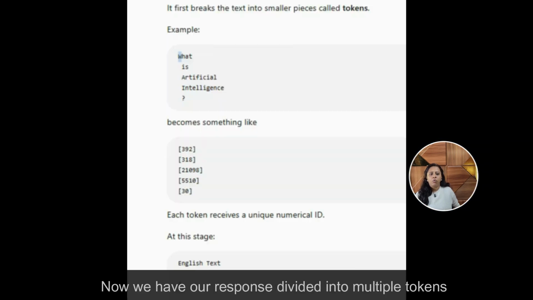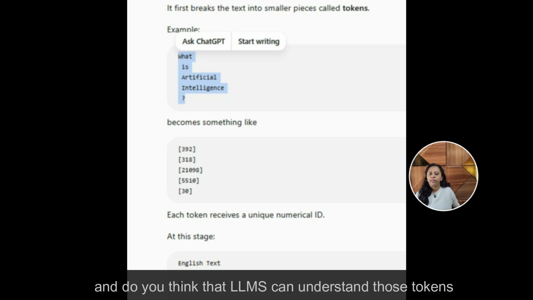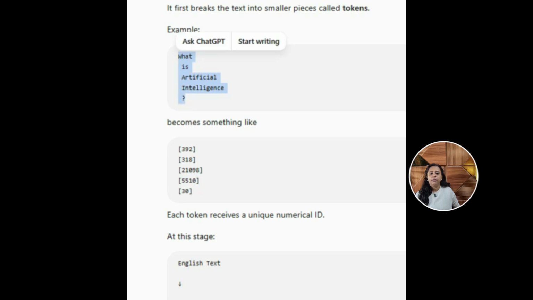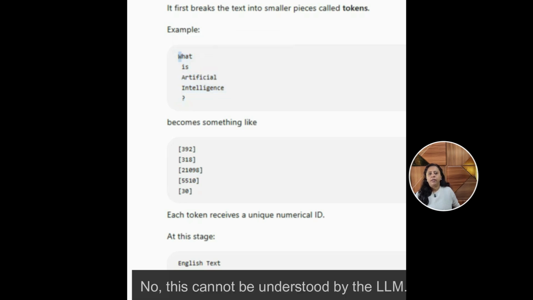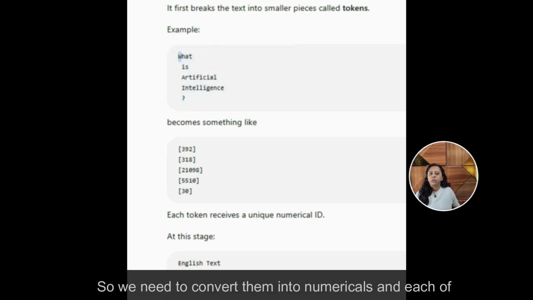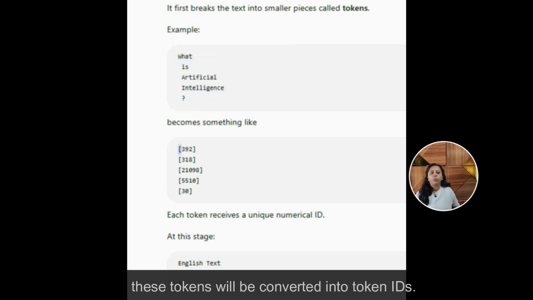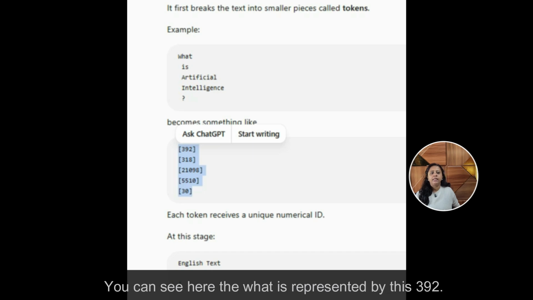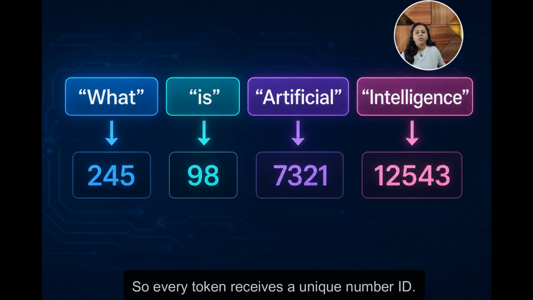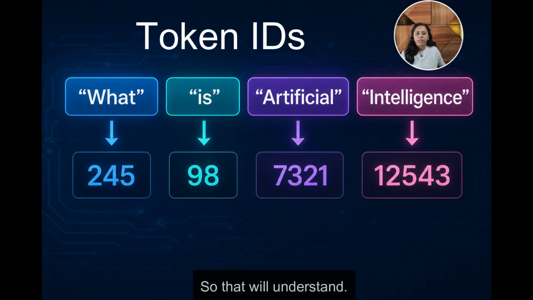And what do you think? Now we have our query divided into multiple tokens. Do you think that LLMs can understand these tokens, which are in English? No, this cannot be understood by the LLMs. So we need to convert them into numbers, and each of these tokens will be converted into token IDs. You can see here what is represented by this 392. So every token receives a unique number ID so that ChatGPT will understand. So now we have token IDs.